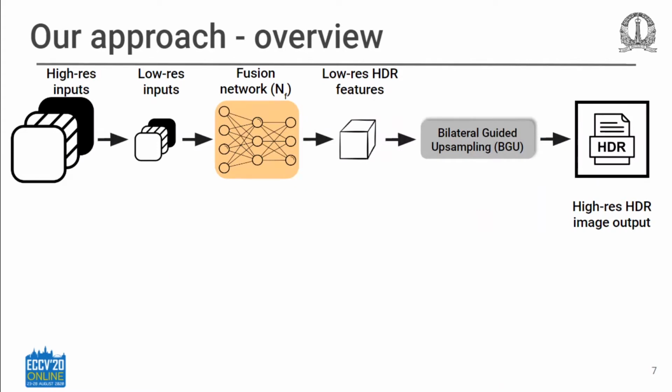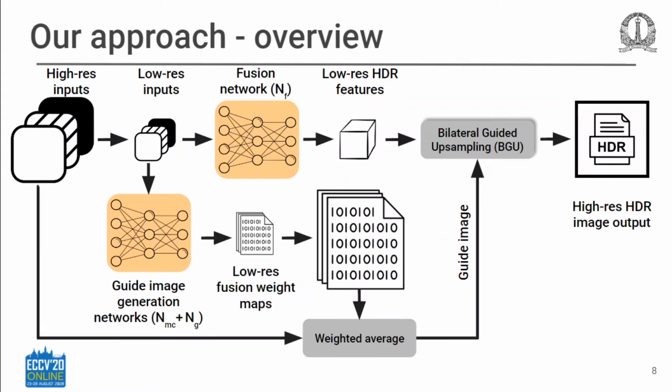In our proposed approach, we process low resolution images with the CNN and upscale the result to full resolution using a bilateral guided upsampler. However, the BGU model requires a structural guide image to predict the upsampled result. Such a guide image should be a high resolution fused image without any ghosting artifacts. To generate the guide image, we train a CNN to predict low resolution weight maps. Then, we upscale them to full resolution using bicubic interpolation. The upscaled weight maps are used for merging input images and obtain the guide image.